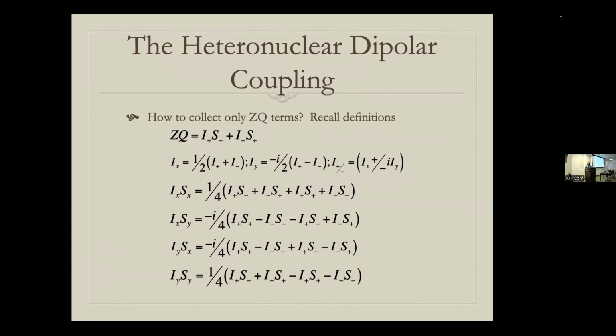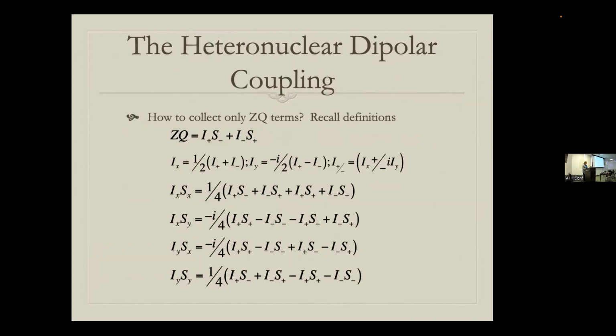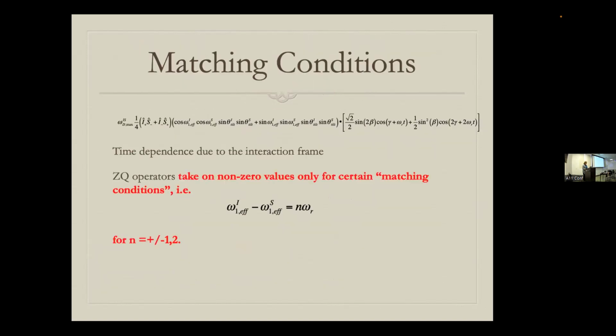And what I decided to do is to pull the real zero quantum operators first. So these are just the real terms. There are two zero quantum operators, two double quantum operators, a real and imaginary. This is just the real.